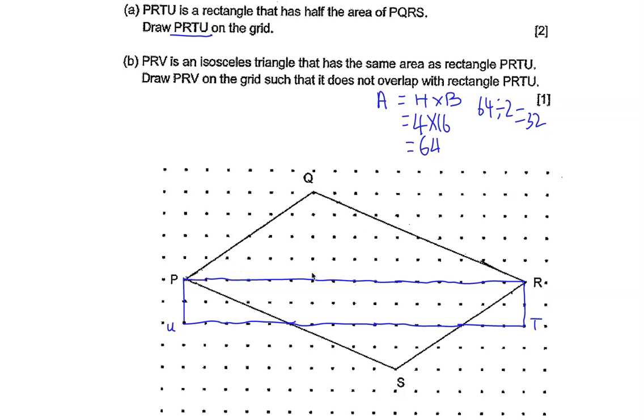Now, you're going to draw an isosceles triangle above the rectangle. Since it's an isosceles triangle, both sides must be equal. So if you look at the line PR, where is the middle point? The middle point is somewhere at the 8, 1, 2, 3, 4, 5, 6, 7, 8. The 8 point here. So it will be somewhere around here. All right, so the isosceles triangle PRV will look like this.